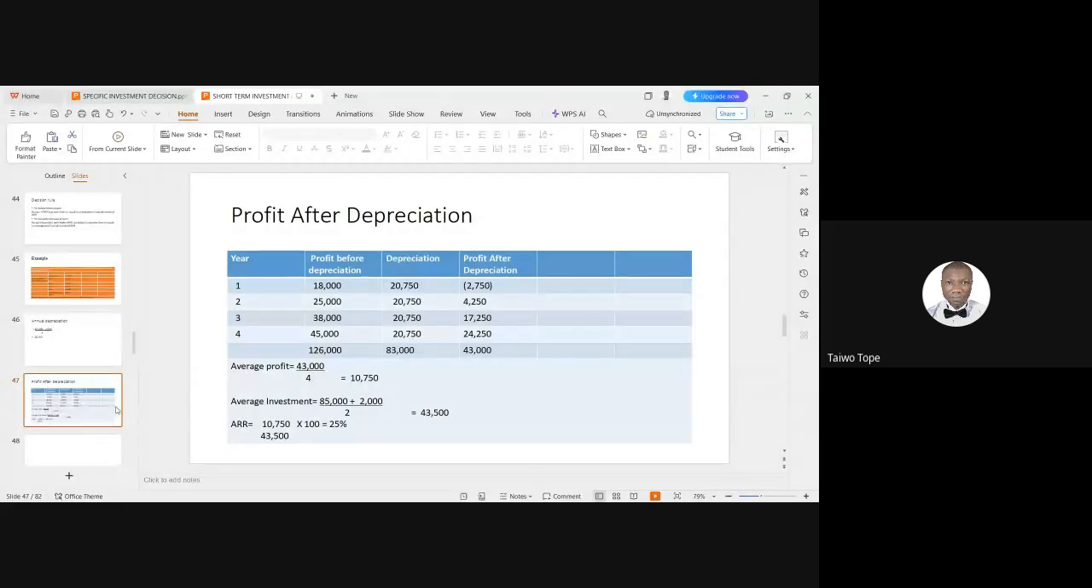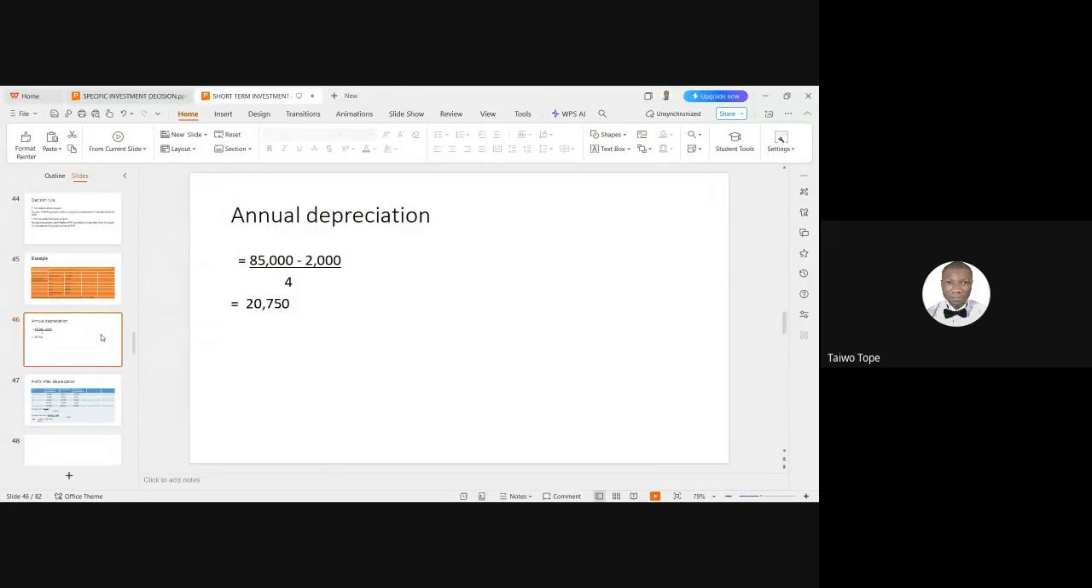So that is accounting rate of return for you. I'm going to send questions for you to solve. I quickly talked about this because in the next class, I want to talk about inflation in investment appraisal. I want to see how we apply inflation to these variables. What will be the effect of inflation on these computations? That will be the discussion in the next class.